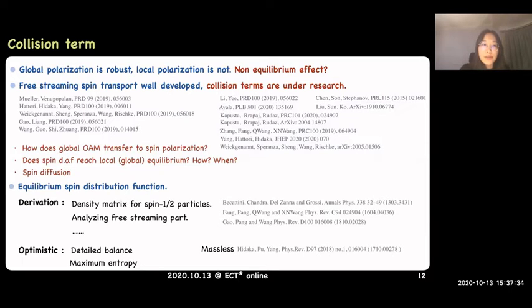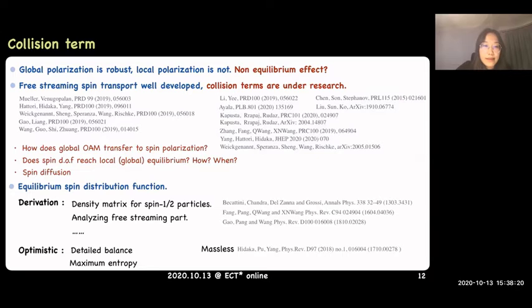In the past few years, the free streaming part of the spin transport has been well developed, but the collision terms are still under research. The collision effects related to the spin have been listed below. These works try to answer questions such as: how does the global orbital angular momentum transfer to spin polarization? Does the spin degree of freedom reach local or global equilibrium? How and when does it reach equilibrium? They also try to describe the spin diffusion effect in the system.